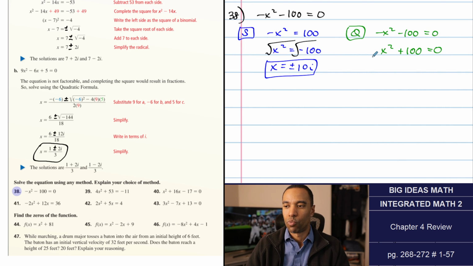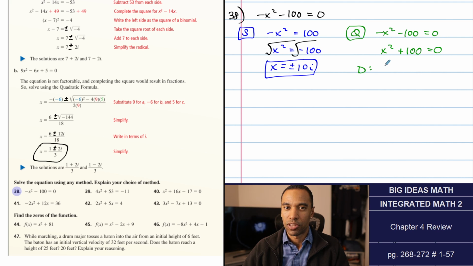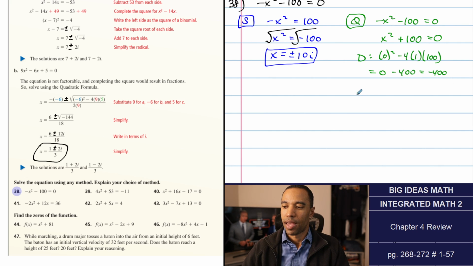And now we're going to be working on the quadratic formula with the discriminant of b squared minus 4ac. The b coefficient is 0. 0 squared minus 4ac. C is 100. That becomes 0 minus 400, or negative 400. Now, x equals negative b, that's negative 0, plus or minus the square root of negative 400 all over 2 times 1.